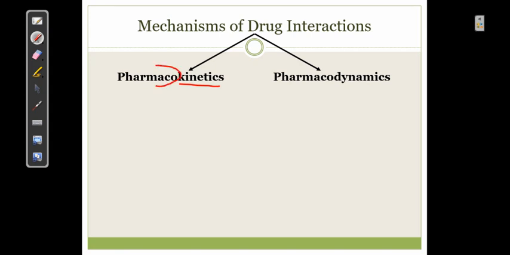Pharmacon, that is drug, and kinetics, you know that it is ADME, that is absorption, distribution, metabolism and excretion. So pharmacokinetics refers to the ADME of a drug. If the absorption, distribution, metabolism and excretion of a drug is altered by the presence of another drug, it is very simple that it is considered as a pharmacokinetic drug interaction.